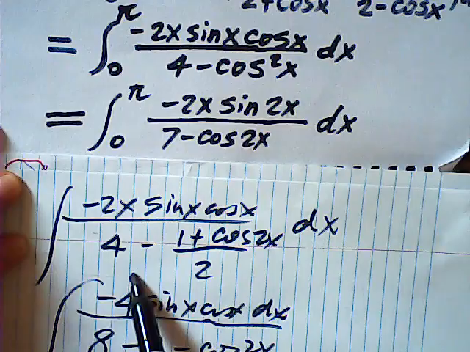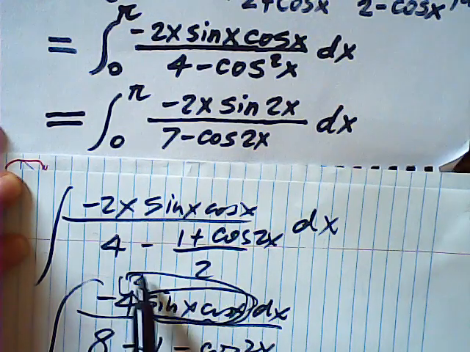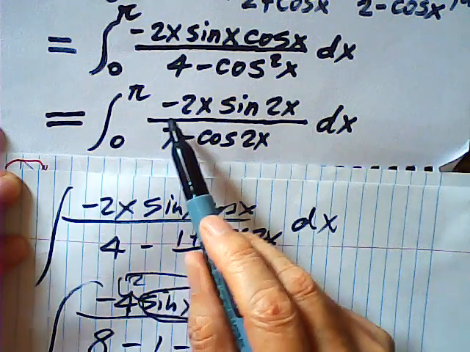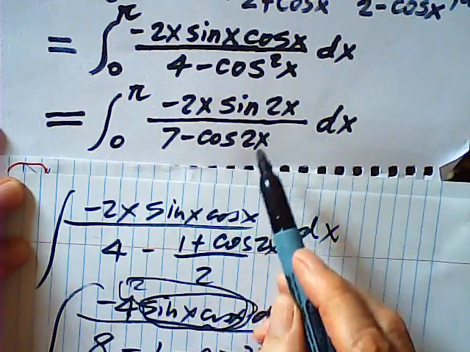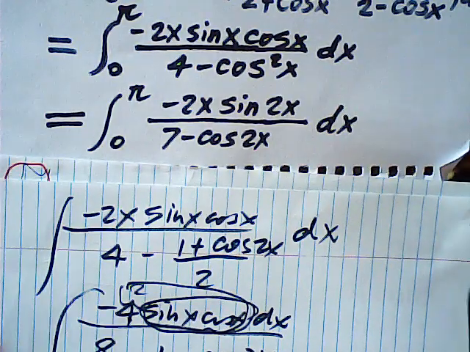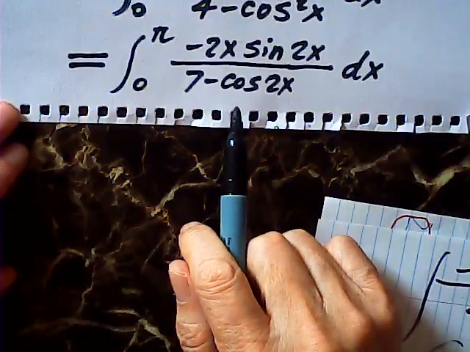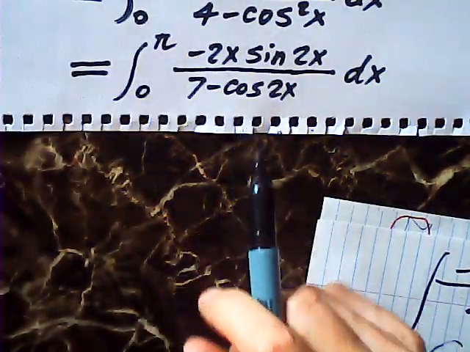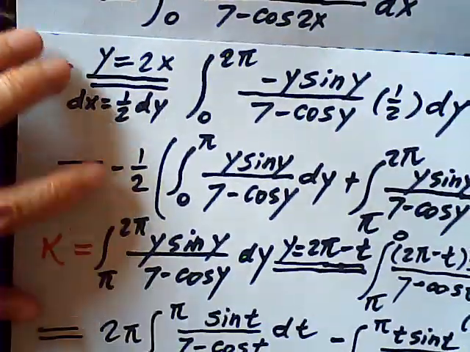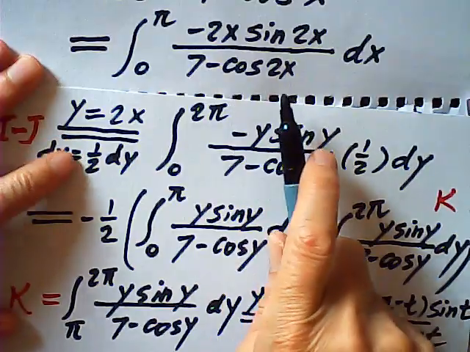I use sine 2x, therefore this 4 becomes 2. So it ends up with this integral. Sine 2 theta is 2 sine theta cosine theta, this is a 4. All right, now we have this as my I minus J. So I continue from here. I minus J is this.